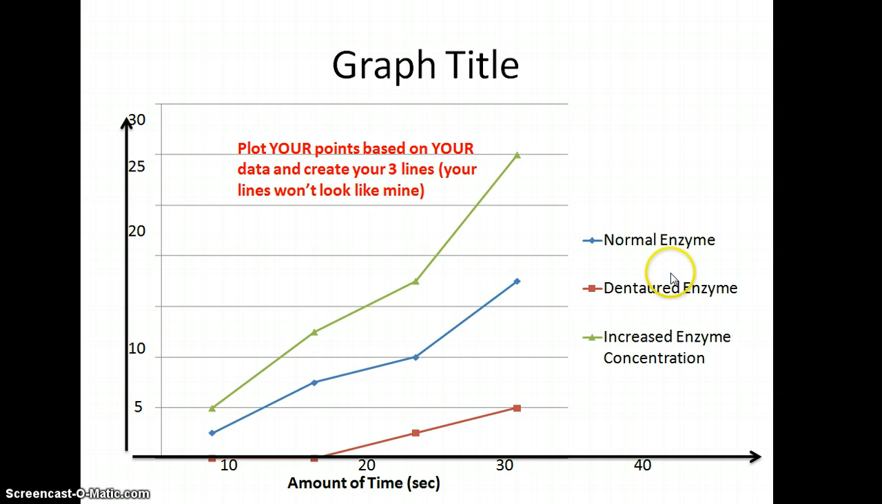Then you have a second data table on your paper, and that shows the data for denatured enzymes. Plot those points, and again, connect the dots once you're done and draw a line through them. And then you have your third data table showing the information for the increased enzyme concentration. Plot those points for your third line and connect the dots, and your graph should be complete.